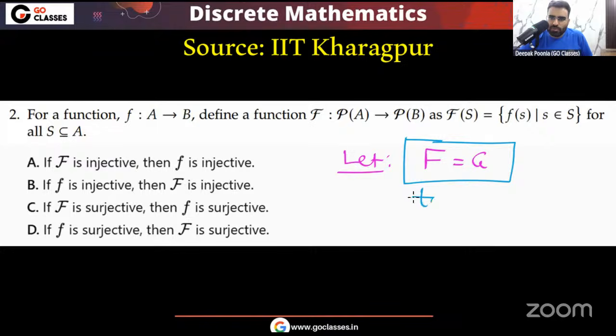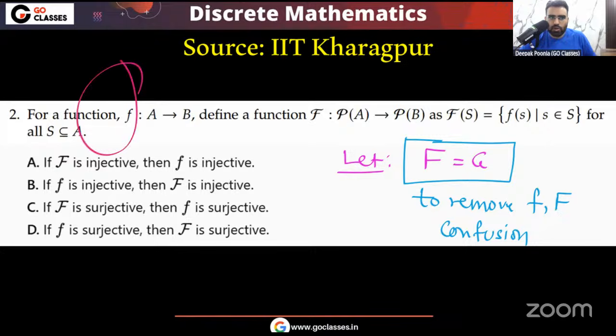This is to remove the confusion between small f and capital F. So anywhere if I write capital G, it simply means I am talking about capital F. If I write f, then I'm talking about small f. I hope you understood. Now let's see this question and let's understand it.